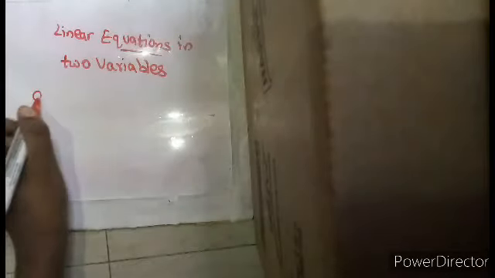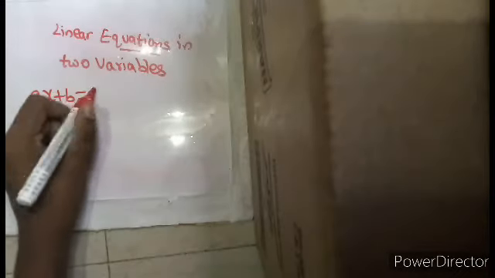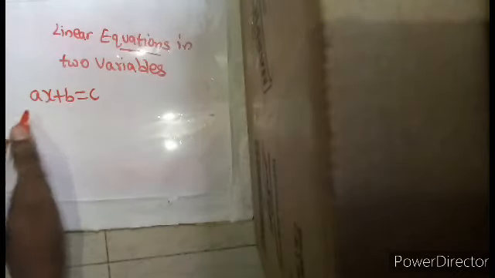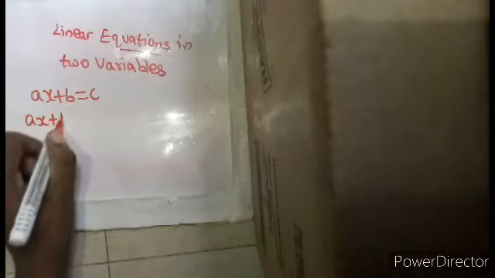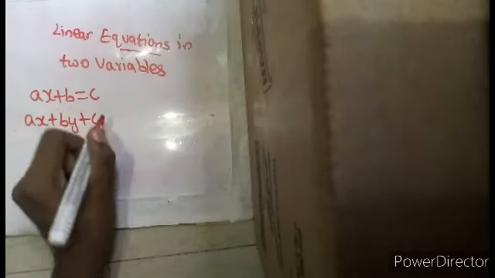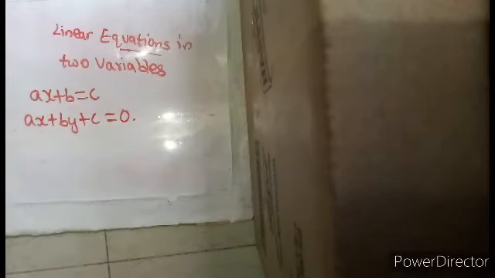The standard form of a linear equation in one variable is ax plus b is equal to 0. The standard form of linear equations in two variables is ax plus by plus c is equal to 0, where we need to find two solutions for the given equation.